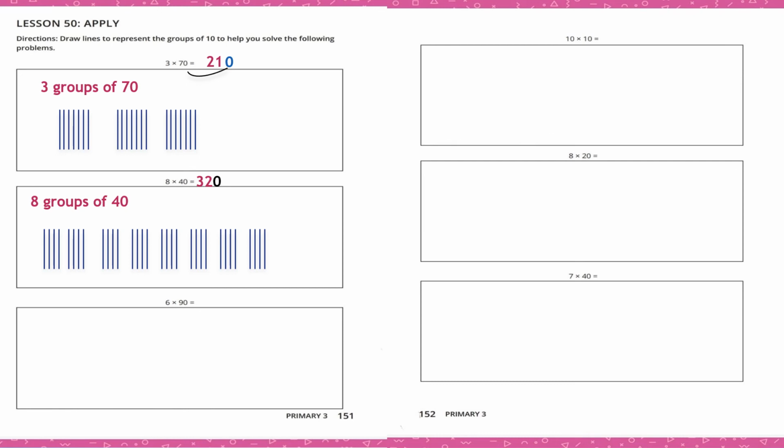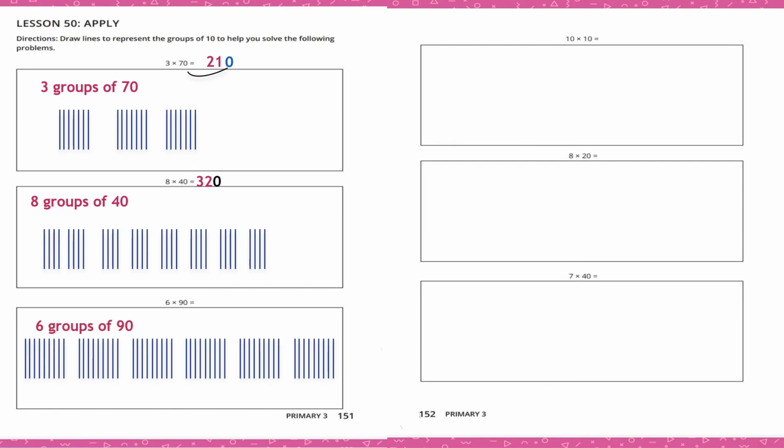Okay. Again, the next one. 6 times 90. It means 6 groups of 90. Each group contains 9 sticks for 90. So 6 groups of 90, I can add 90 plus 90 plus 90, 6 90s. But if I want to solve using multiplication, I will take 0 out. As I said before, if I have 0 in factors, I will take 0 out. And multiply 6 times 9. 6 times 9, 54. And we have 0 here in ones. So the total is 540.